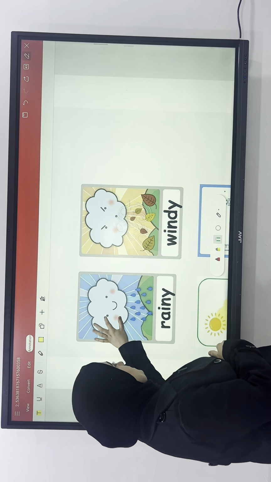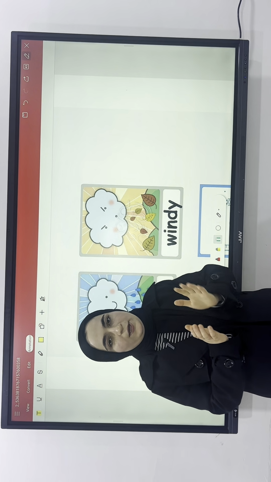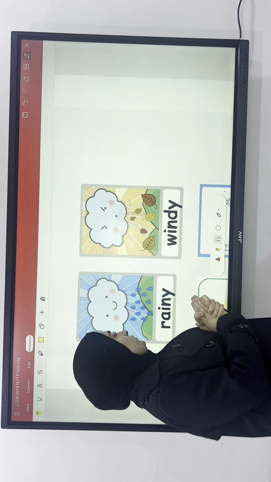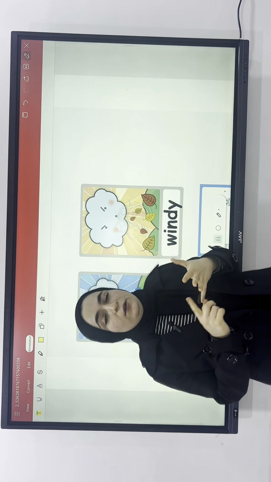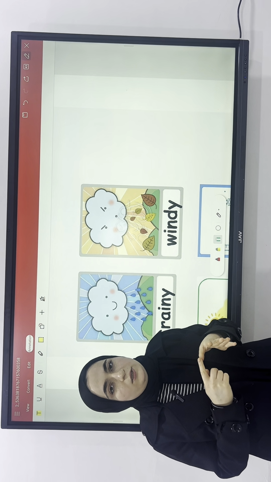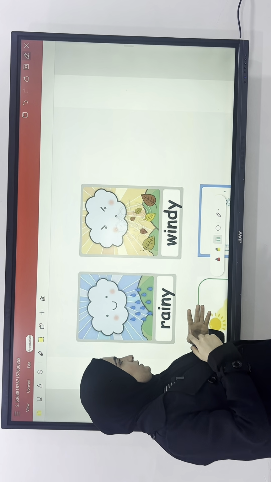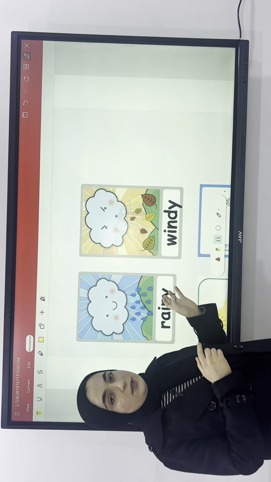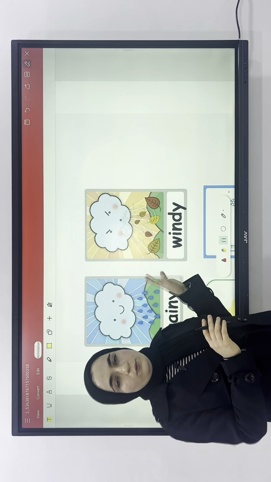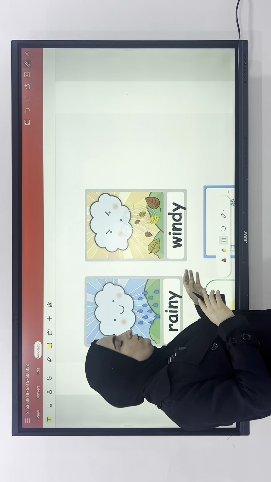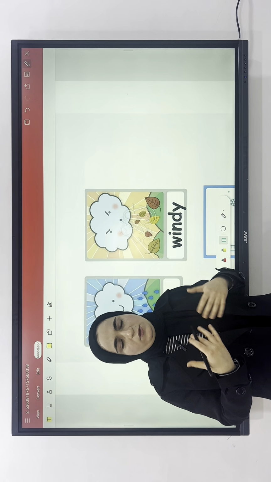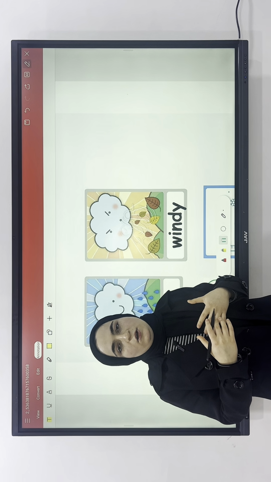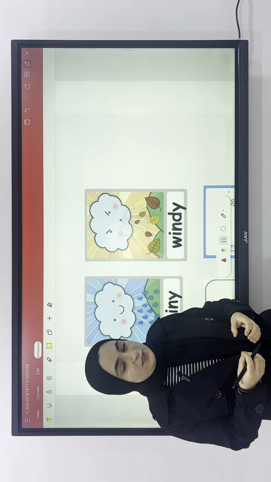Okay guys, these are the types of weather. In the book we have 6 types of weathers. We have rainy, snowy, windy, hot, cold, and then sunny. The first type of weather is rainy. What is the meaning of rainy? If the weather is rainy, it means the water falls down from the sky.